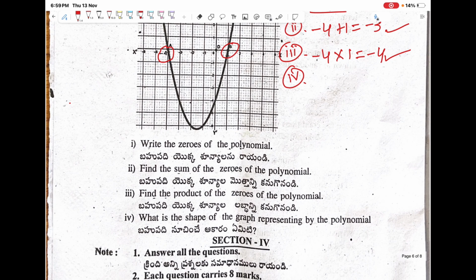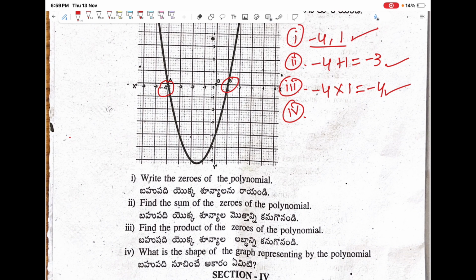Question number 4. What is the shape of the graph? It is a parabola. A quadratic equation represents a parabola. That's all. Easiest question.